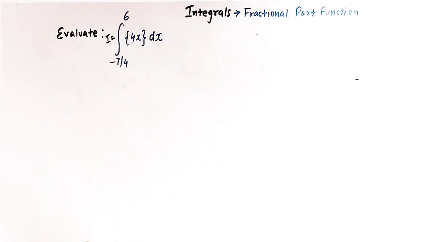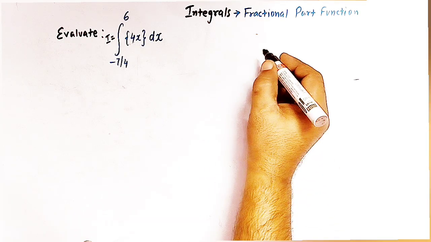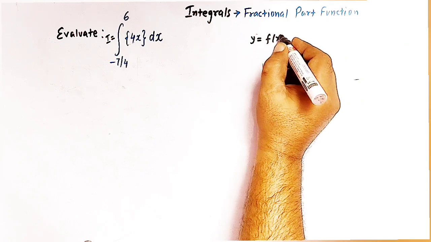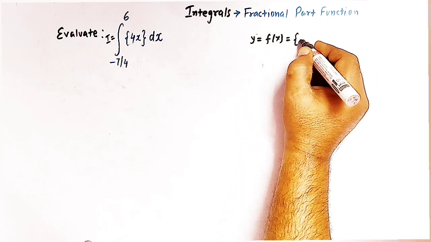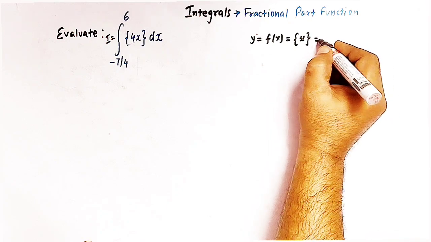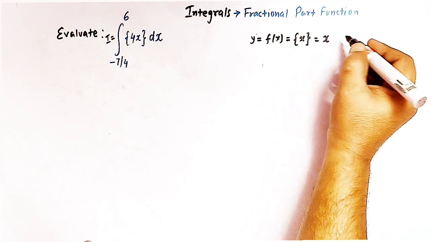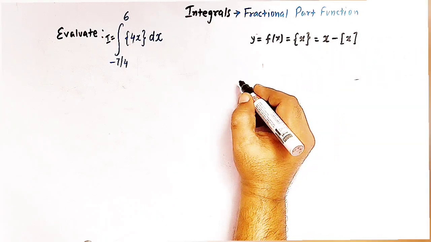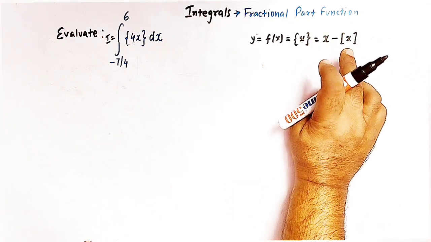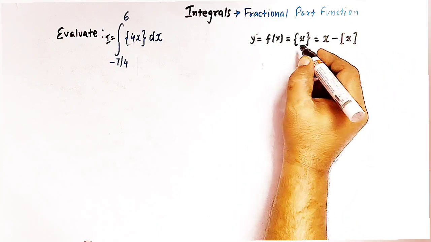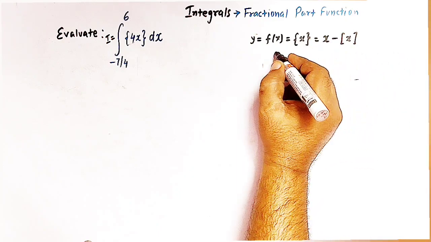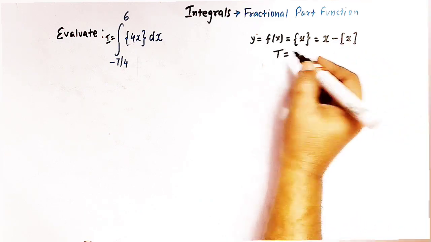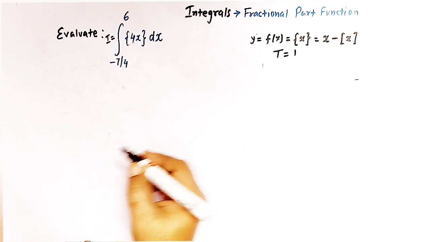Now let us first quickly see the definition of fractional part function, and we know that if we have a function, say y is equal to f of x, that is equal to fractional part of x, then fractional part of x is defined as the difference of x and greatest integer of x, right? So this is the definition of fractional part function, and we know that the period of fractional part function is equal to 1, so we can write the period t as equal to 1, right?